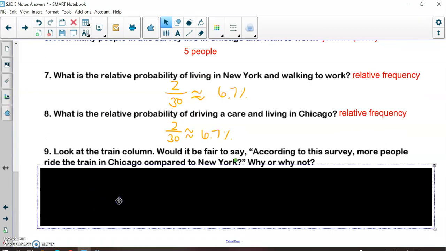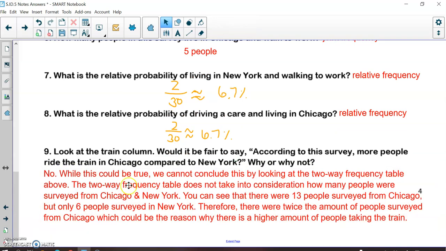So, you guys can kind of summarize that if you wish, but here is my own summary. No, while this could be true, there could be more people that ride the train to work in Chicago compared to New York, we cannot conclude this by looking at this two-way frequency table. The two-way frequency table will not take into consideration how many people were surveyed in Chicago and in New York. So as we can see in the table, there were 13 people surveyed from Chicago, but only 6 surveyed in New York. Therefore, there were twice the amount of people surveyed in Chicago, which could be the reason why there were a higher amount of people taking the train.